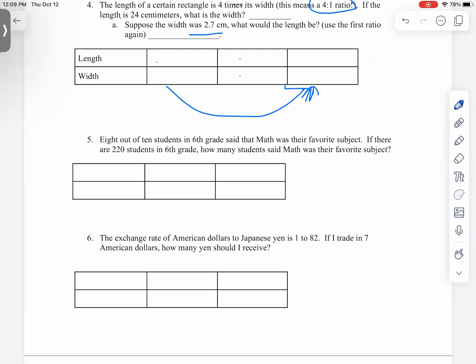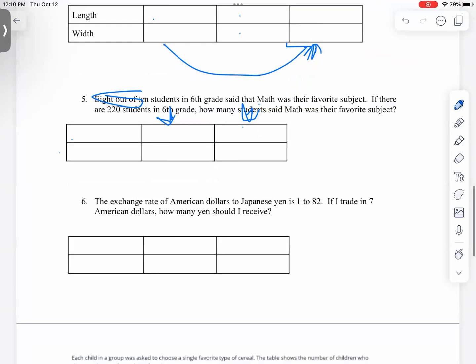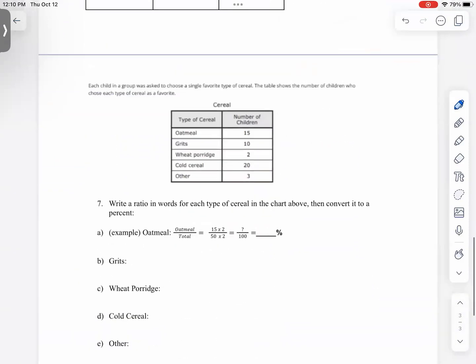Number 5, 8 out of 10 students. You just have a part and a whole here. They said math was their favorite subject. If there are 220 students in 6th grade, how many said math was their favorite subject? Again, no percentage on this one. You put the ratio, the 8 out of 10, here. Then the whole amount of the 6th graders goes in this column right here. This one's very similar. Dollars to yen, you're comparing two types of money here. Dollars and yen, 1 to 82. We're going to trade in 7 American dollars. You should be able to find how many yen.